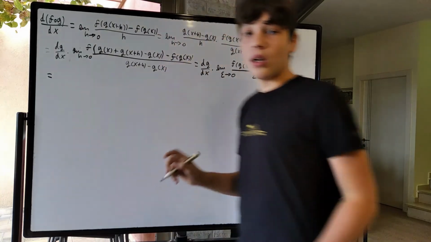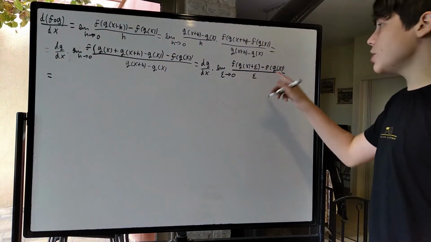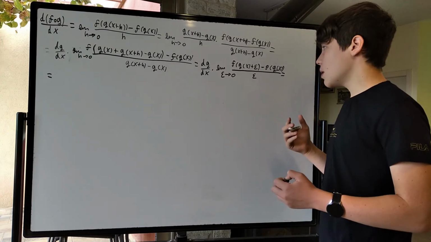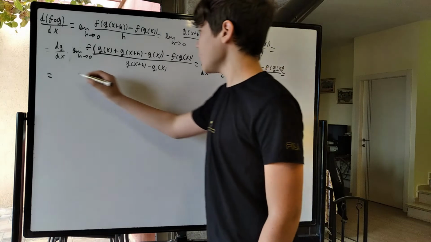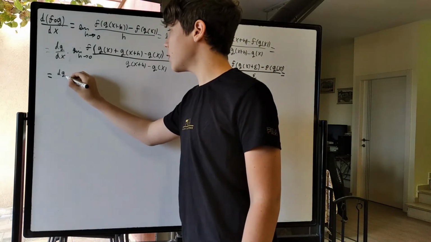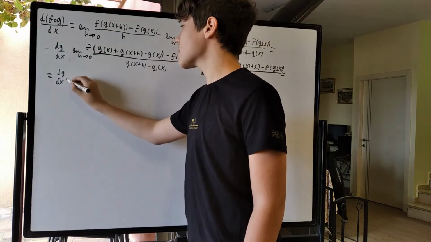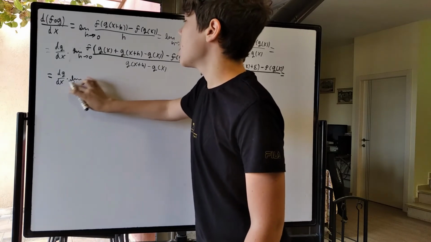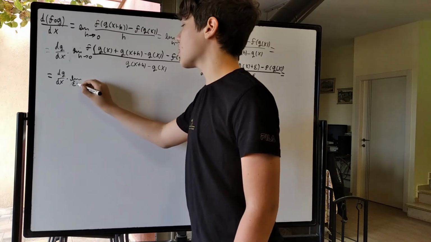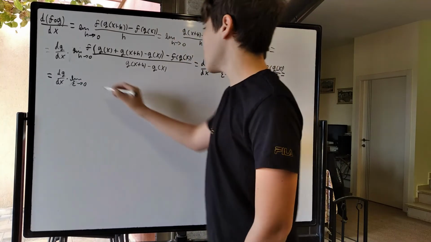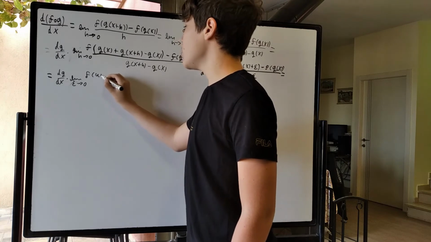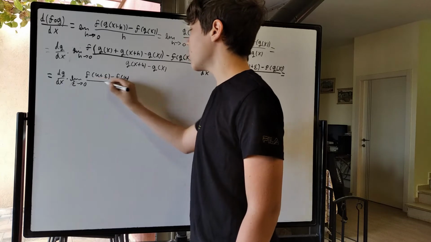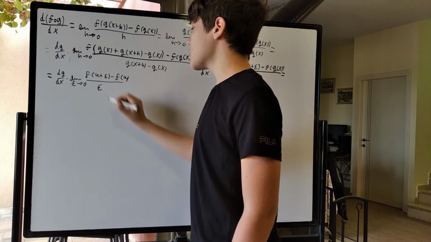And now, just so everything is more clear about what this actually is, we are going to let g of x equal u, another parameter u, and so we have dg over dx multiplied by the limit as epsilon goes to 0 of f of u plus epsilon minus f of u over epsilon.